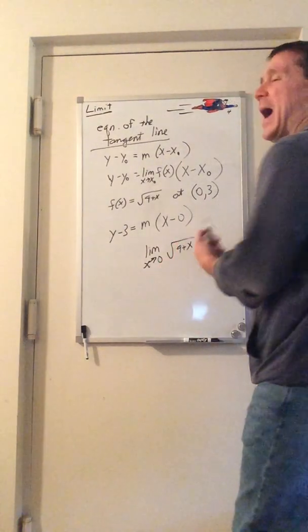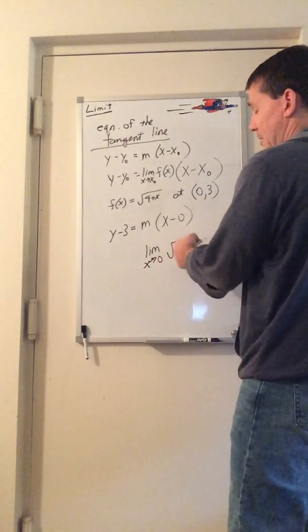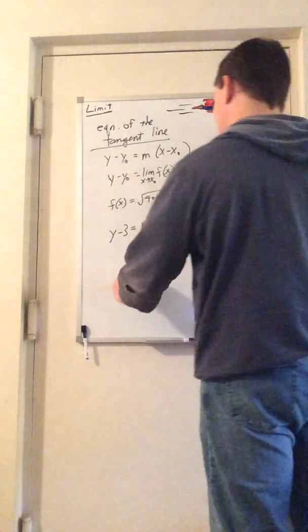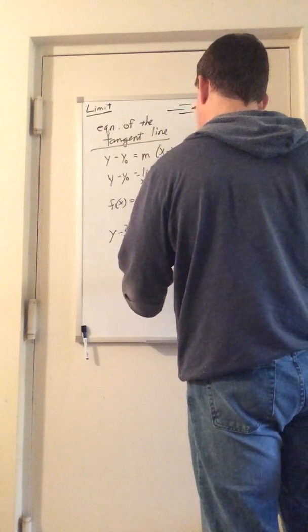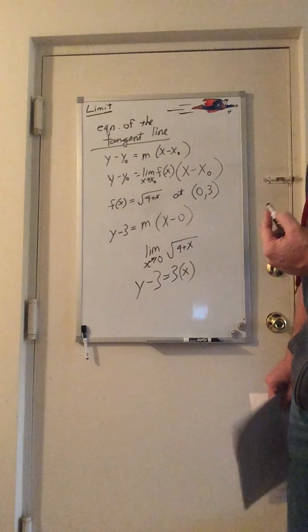But clearly here, I could graph this. I'm not going to. If I plug in x equal to 0, I get the square root of 9, which is 3. So I get y minus 3 equals 3 times just x. I don't need the parentheses there.